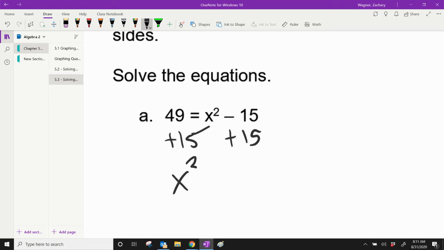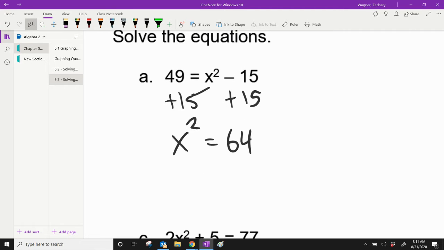What I'm left with, 49 plus 15 gives me a grand total of 64. Notice I put my x squared on my left-hand side. Whenever I'm solving this manner, I like having all my x values on my left-hand side, no matter what equation I'm solving. So I will just be flipping that onto the left-hand side all the time.